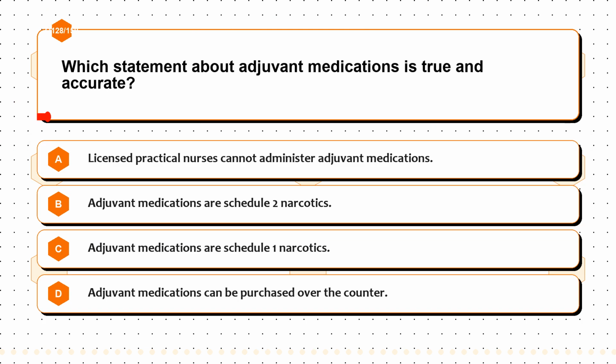Question 128. Which statement about adjuvant medications is true and accurate? Here are the options. Option A, licensed practical nurses cannot administer adjuvant medications. Option B, adjuvant medications are Schedule II narcotics. Option C, adjuvant medications are Schedule I narcotics. Option D, adjuvant medications can be purchased over the counter.